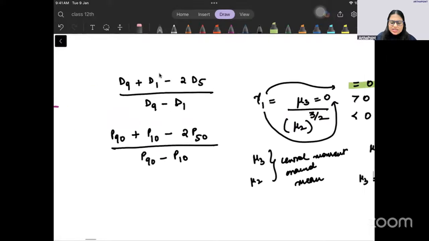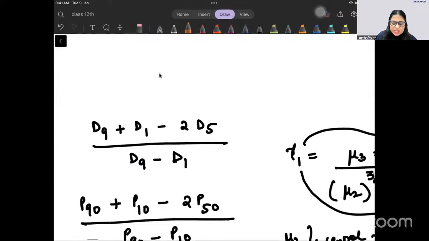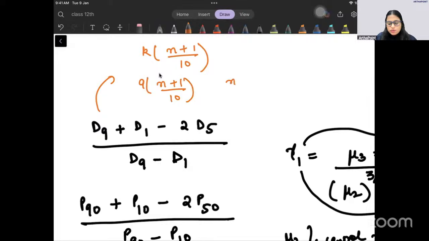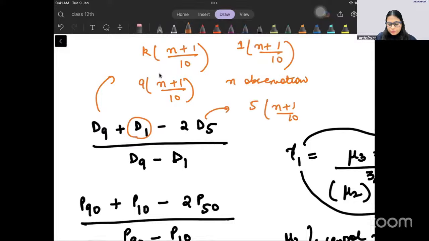Yes, so D is just the decile. When we find the decile, the formula is k into (n plus 1) by 10. Decile means 10 parts, right? So if I have to find the ninth decile, it will be 9 into (n plus 1) by 10, where n is the number of observations. If I have to find the first decile, it will be 1 into (n plus 1) by 10. Fifth decile, 5 into (n plus 1) by 10.